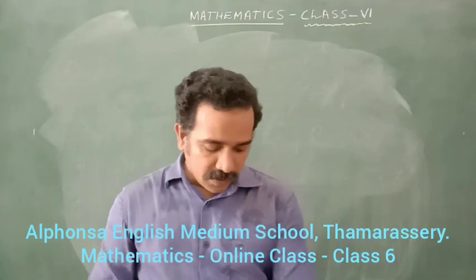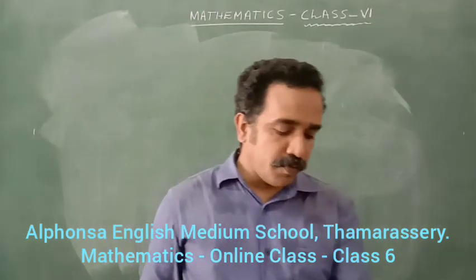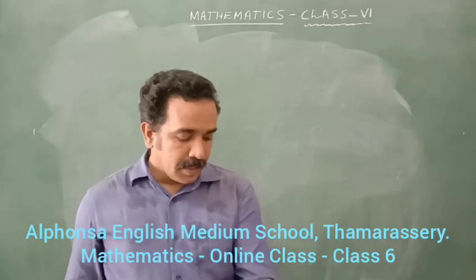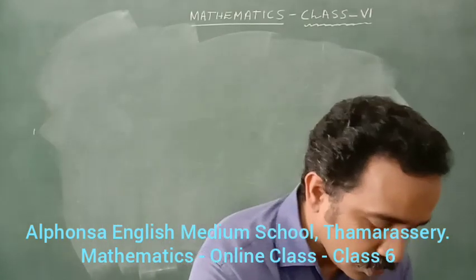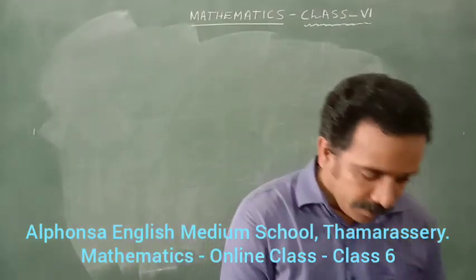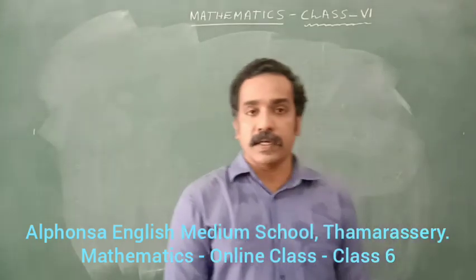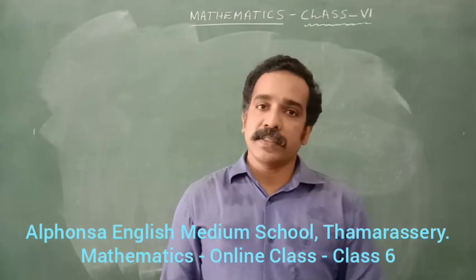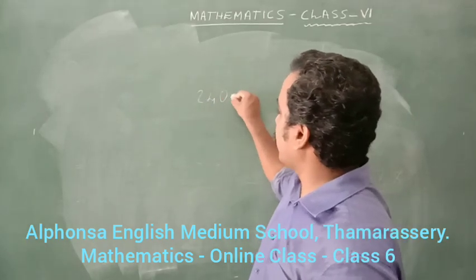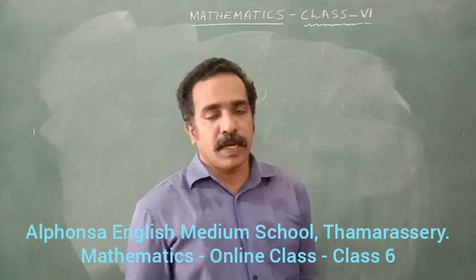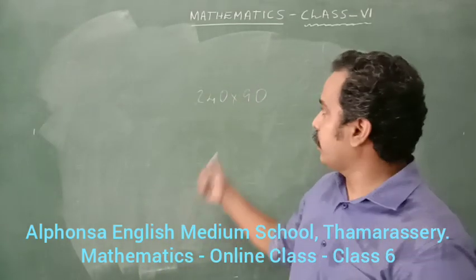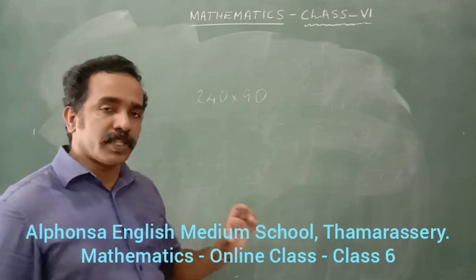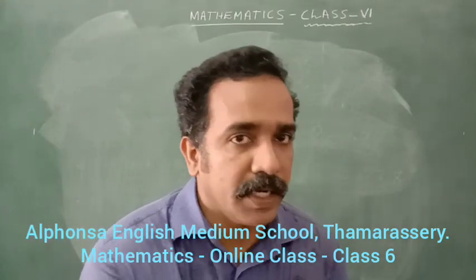And the second question in that: midday meal is made for 240 students of a school each day. Find the total number of meals made in 90 days. So for one day, 240 students are there; for 240 students they are making the midday meal for one day. So for 90 days, how much? 240 into 90. That is the simple answer. But here you have to use the distributive property. In which way? 90 you can write as 100 minus 10. That is the clue. Using this clue, you try to do it.